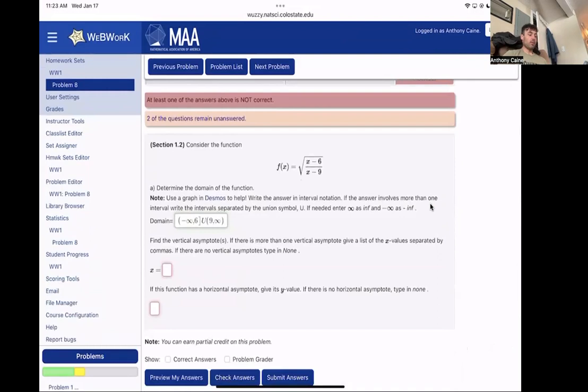All right, find the vertical asymptotes. Vertical asymptotes are when your function blows up, right?